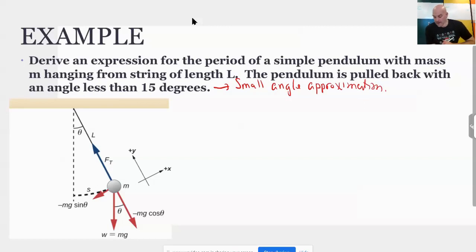So it's going to allow us to do a little bit of trig and to get rid of some of the trig stuff. And so one thing to note is that with a pendulum, the restoring force is this negative mg sine theta. And so that's what we're going to really look at when we do our F equals ma.